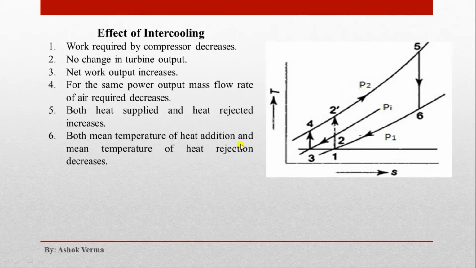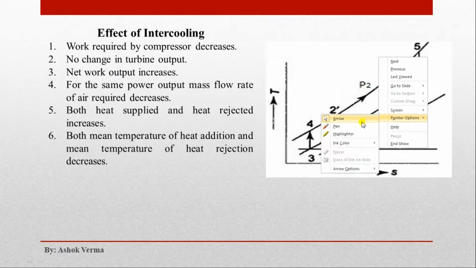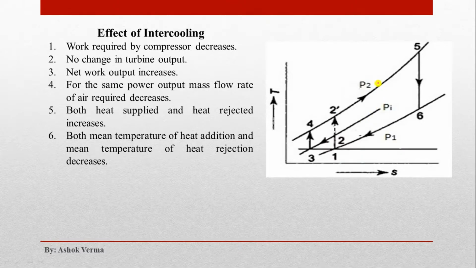Both mean temperature of heat addition and mean temperature of heat rejection decrease, because if you see here, if you supply the heat from point 2 dash to point 5, then your mean temperature will be around here. But if you supply the heat from 4 to 5, your mean temperature will be around here. So the mean temperature of heat addition is decreasing.